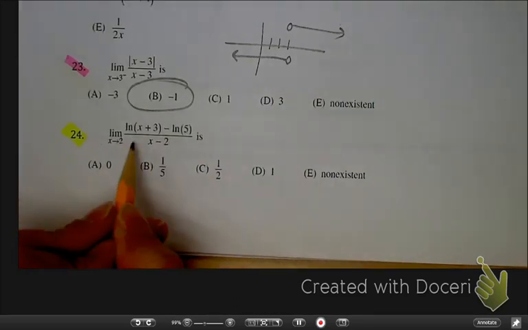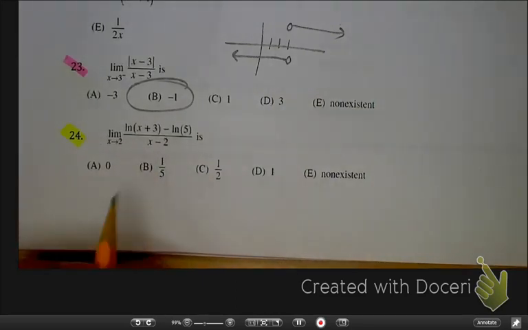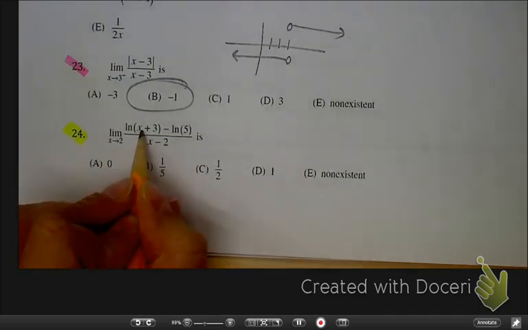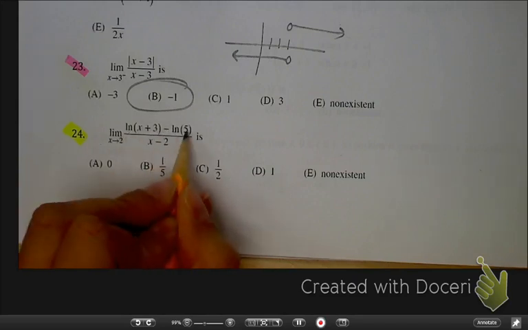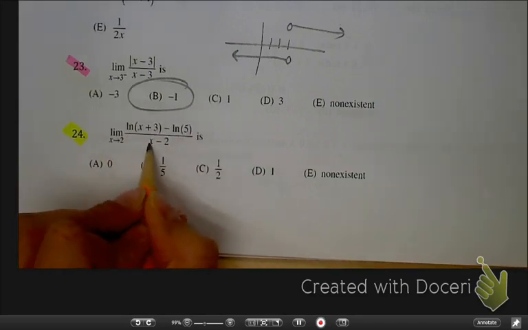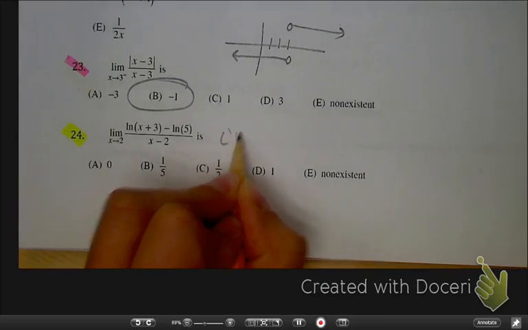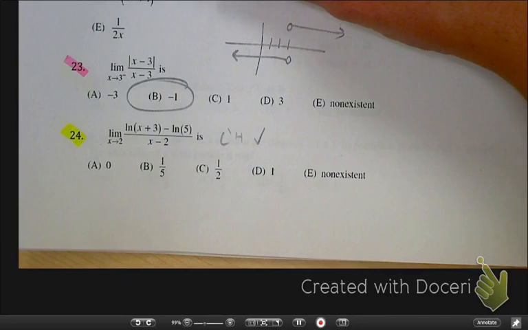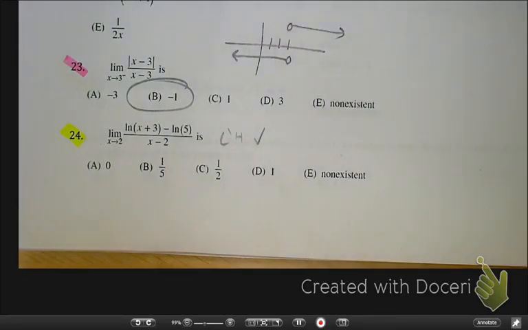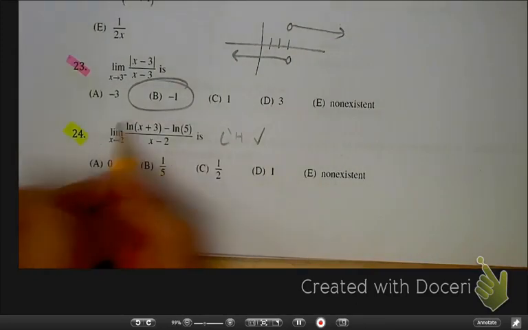But instead of using the definition of the derivative, I am going to use L'Hopital's rule. So if I plug in 2 here, I get ln of 2 plus 3, which is 5. ln of 5 minus ln of 5 is 0, and then if I plug 2 into the bottom, I also get 0. So yes, L'Hopital's rule does work here. Multiple choice, you wouldn't have to note that, but I just put it because I know for free response we do. So L'Hopital's rule says to take the derivative of the top.